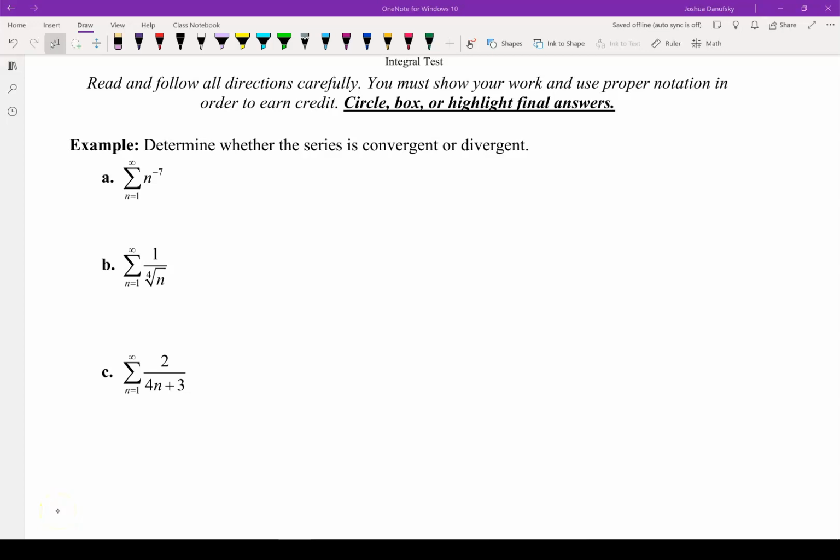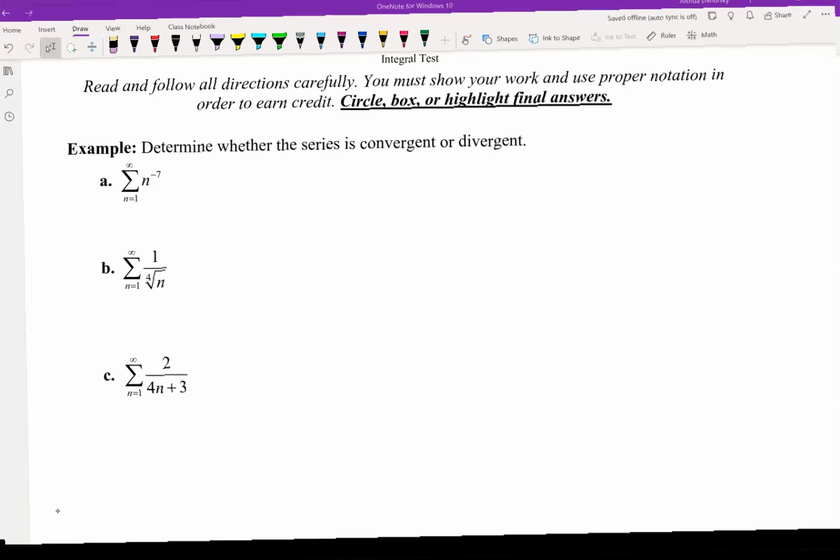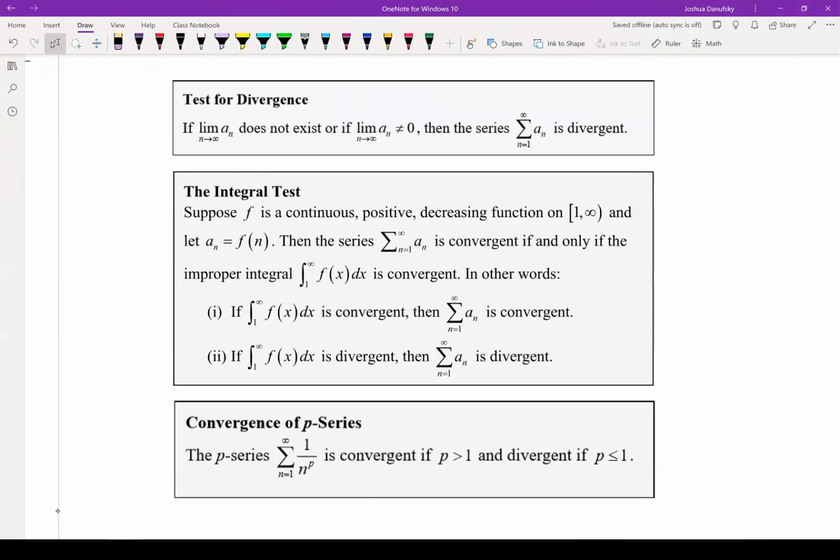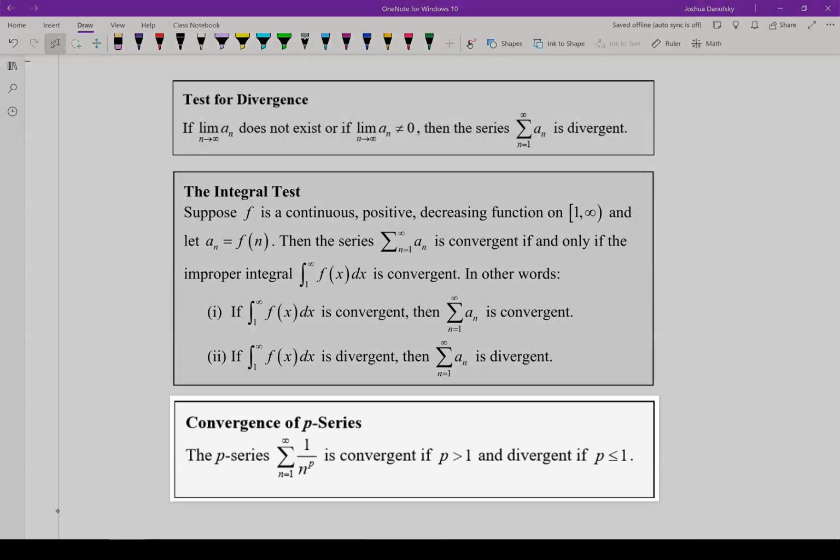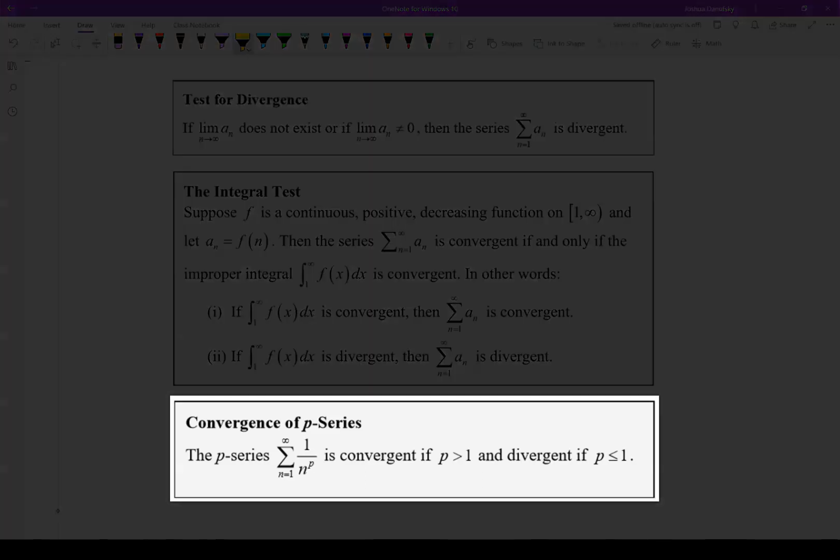In this video, we're going to determine whether certain series are convergent or divergent. With the problems on this worksheet, we'll restrict ourselves to the test for divergence, the integral test, and convergence of p-series. Recall that a p-series is a series of this form here, and as we discussed in class, a p-series will be convergent if p is greater than 1, and divergent if p is less than or equal to 1.